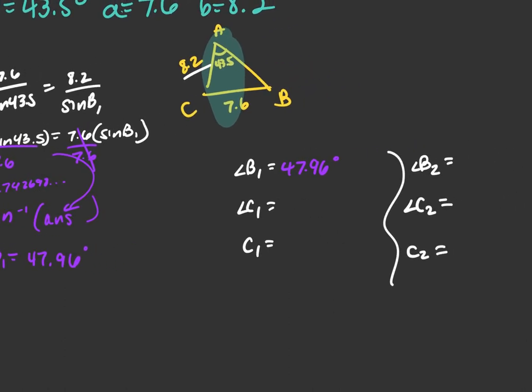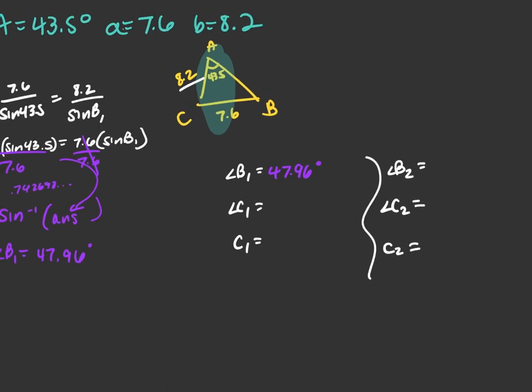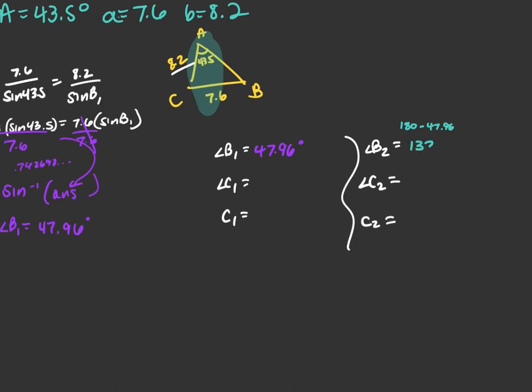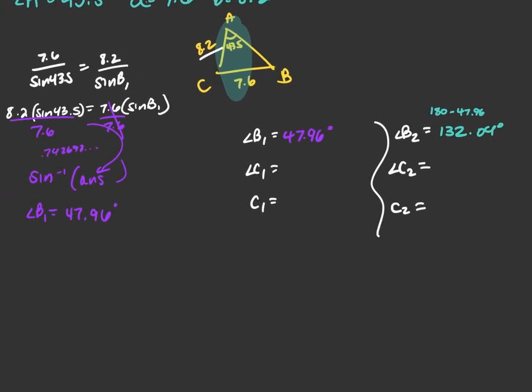Now I'm going to continue with triangle 1, but so that I don't forget, I'm also going to make a note over here that B2 would be 180 minus that. So 180 minus 47.96 means B2 would be 132.04 degrees.